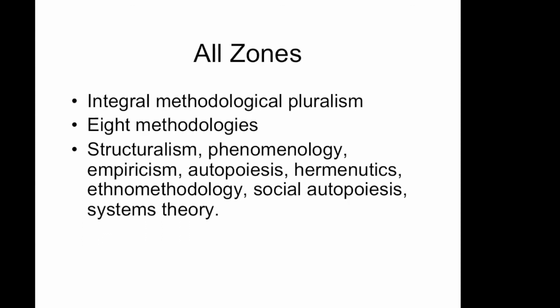So it's called integral methodological pluralism. That's a big word. And there's 8 methodologies, or eight perspectives. Sorry, that shouldn't say that. It looks like there are 8 methodologies, but there's more than one methodology in each perspective. So there's really 8 perspectives: structuralism, phenomenology, empiricism, autopoiesis, hermeneutics, ethnomethodology, social autopoiesis, and systems theory. That might be a lot to swallow, but I'll just show you. I'll go through them now.